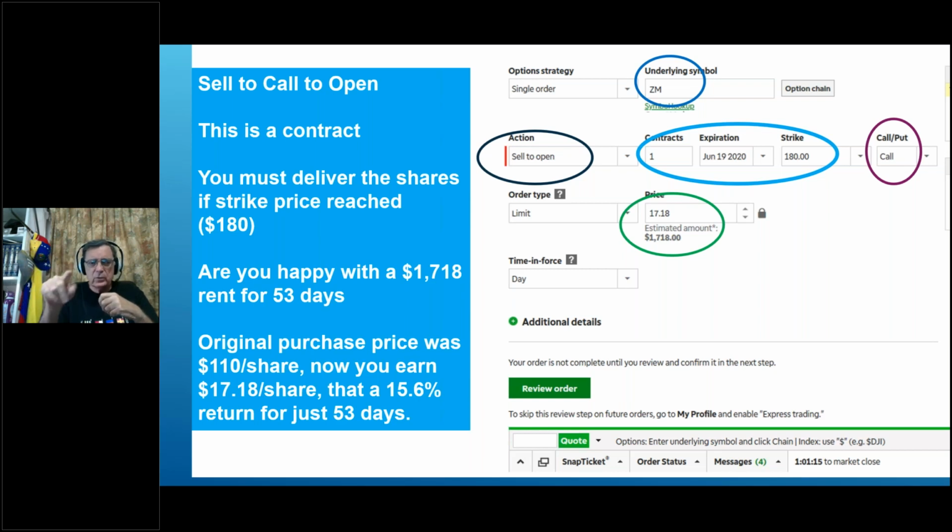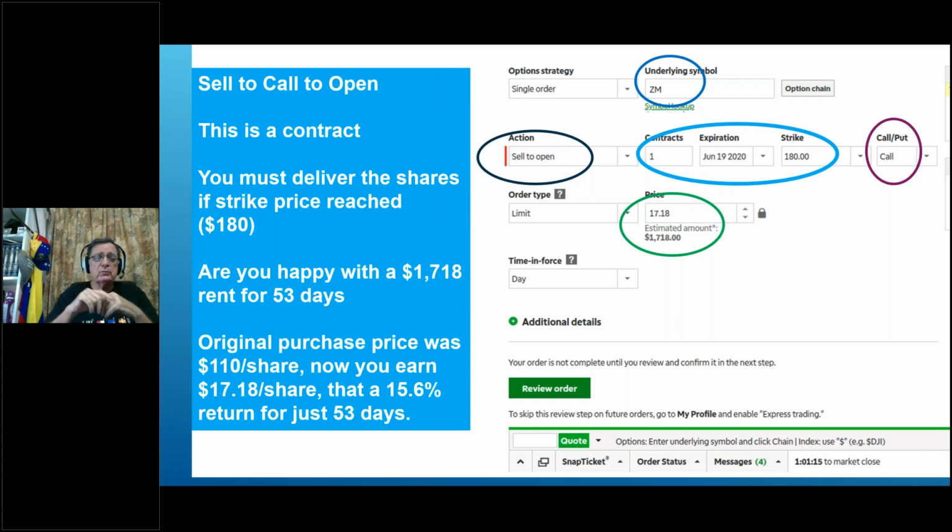When the other person decides you want to exercise your right, because you have a right, when you say, hey, I want those shares, your broker will tell my broker, and boom, out it comes. Okay? You have to say, are you happy with $1,718 rent for 53 days? Wow, I think it's cool.